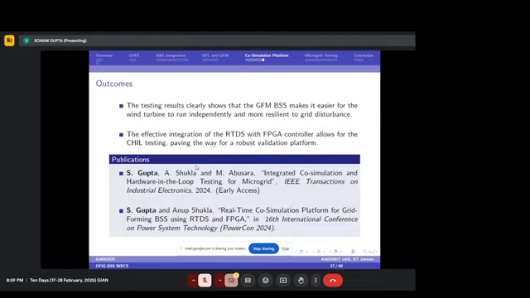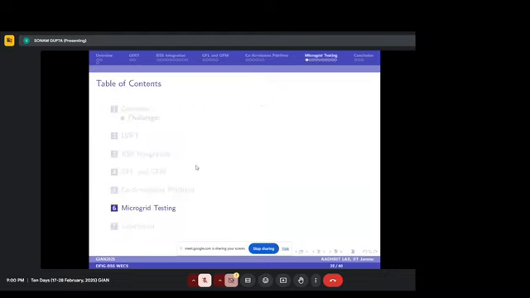And what we have done is the effective integration of this RTDS with the FPGA controller that will allow for this controller hardware in loop testing, paving the way for a robust validation platform. So we have this early access article in the IEEE Explorer library, so you can follow that for more details of this co-simulation integration platform.